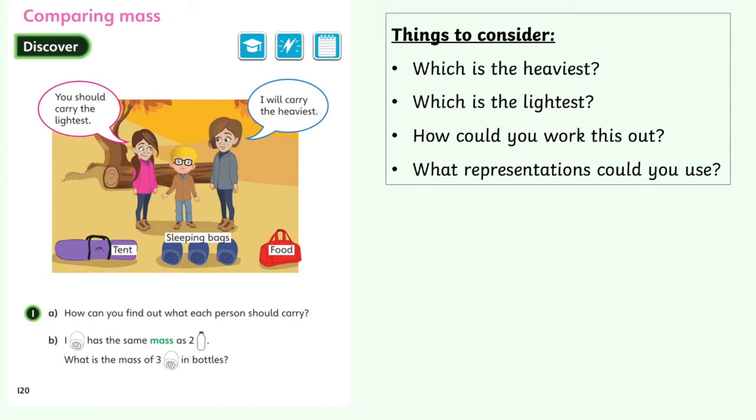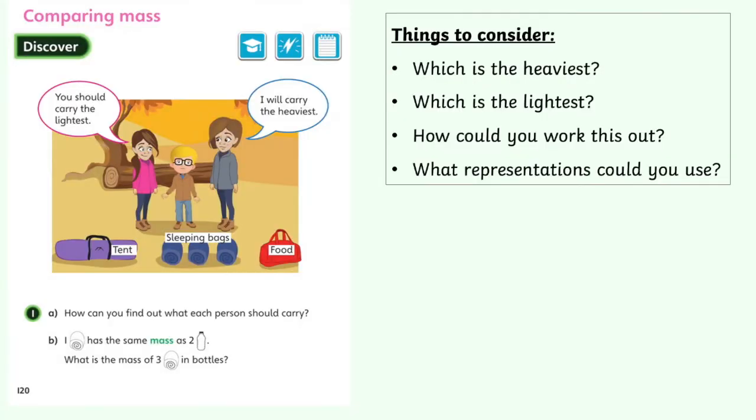In part B, you are asked, one sleeping bag has the same mass. For now, think about that as weight. One sleeping bag has the same mass as 2 bottles. What is the mass of 3 sleeping bags in bottles? So have a think about that. Think about how you could work this out, what representations you could perhaps use to help you. So click pause here, have a think about those questions, and click play when you want to talk about the Walt and Wilfs and share the answers.